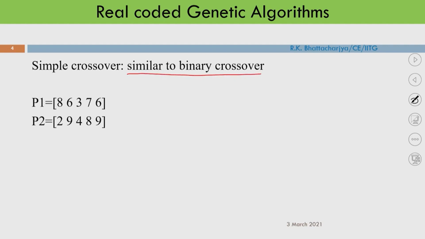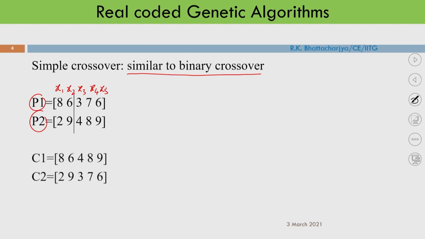Suppose I have two parents, P1 and P2, and these are all variables. Suppose this is your x1, this is x2, x3, x4 and x5. So, I have a total of 5 variables, and the values are 8, 6, 3, 7, 6 and here 2, 9, 4, 8, 9. One of the simplest ways is that you select a crossover site randomly, and then swap the variables.